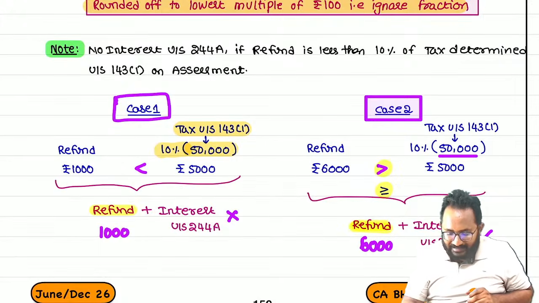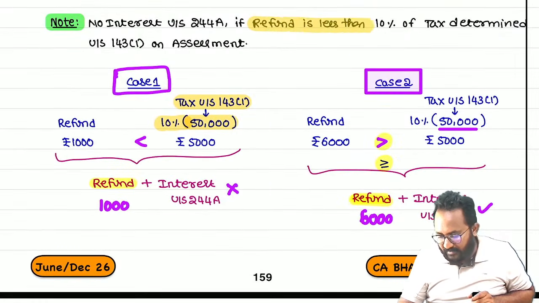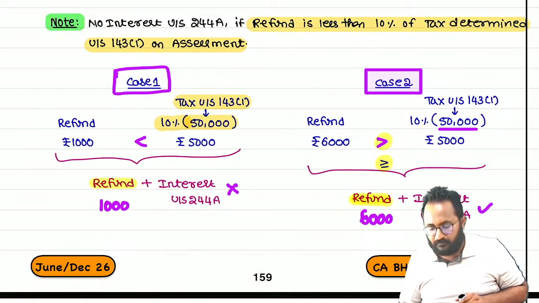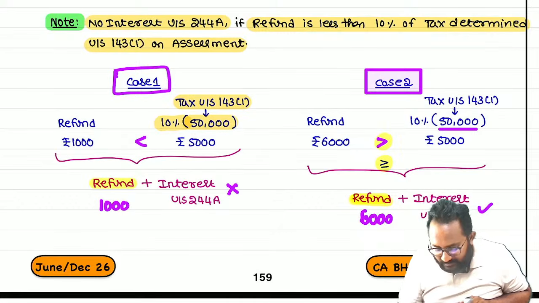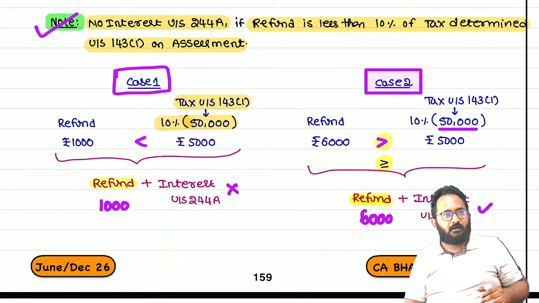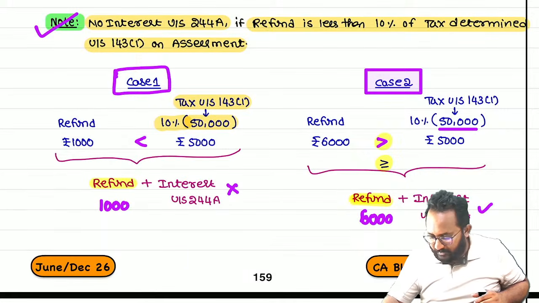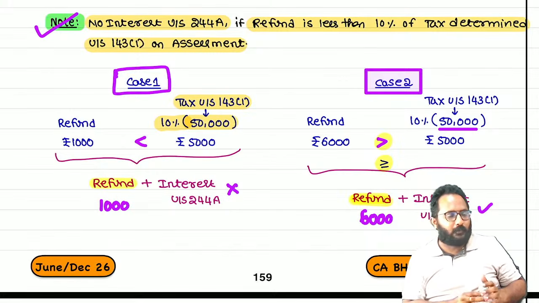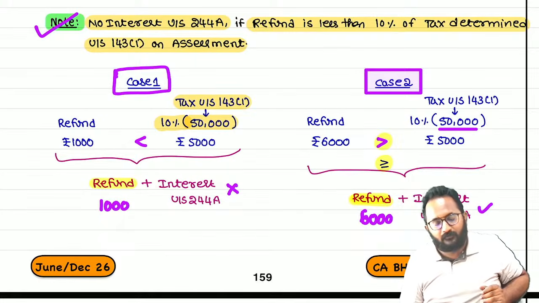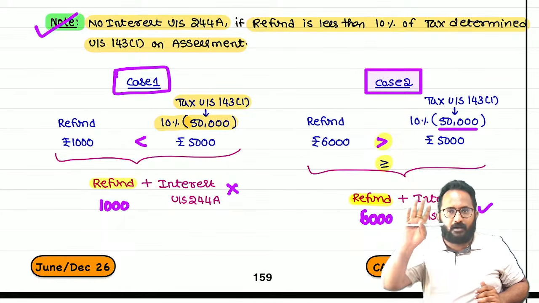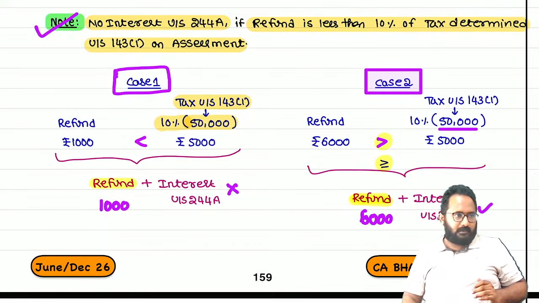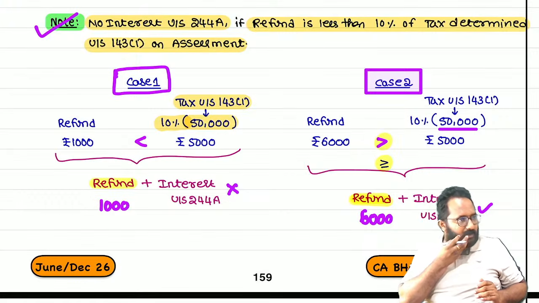So that's why the Act is clearly saying that if your refund is less than 10% of tax determined under section 143(1), no interest for you under section 244A. Understood? Now this point is important for MCQ. Please refer. If you placed at least 10% of tax determined under section 143(1) as a refund, then only you will get the interest on refund along with the refund.